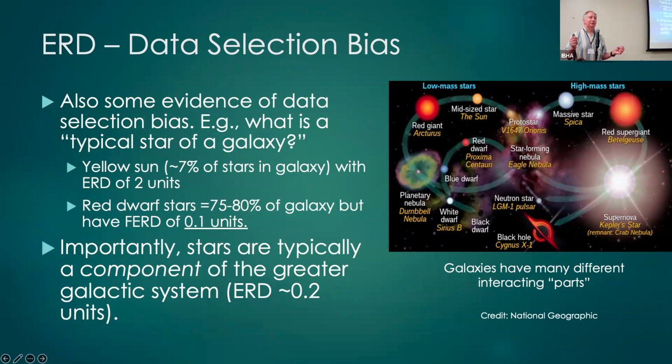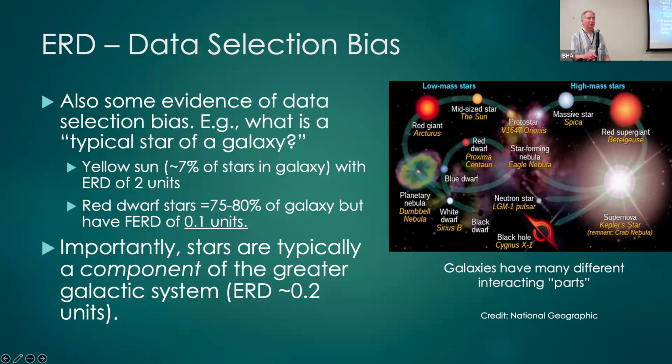First of all, our sun is not a typical star in our galaxy. There's about 7% yellow suns, and there's about 75 to 80% red suns. And red suns have an energy rate density, according to him, of 0.1 units, where the galaxy on average is 0.2. Most importantly, stars are a subcomponent of galaxies. I mean, maybe there's some stars out there between galaxies, but the vast majority are within galaxies, it appears. And so therefore, red stars are more representative of a typical star in a galaxy.